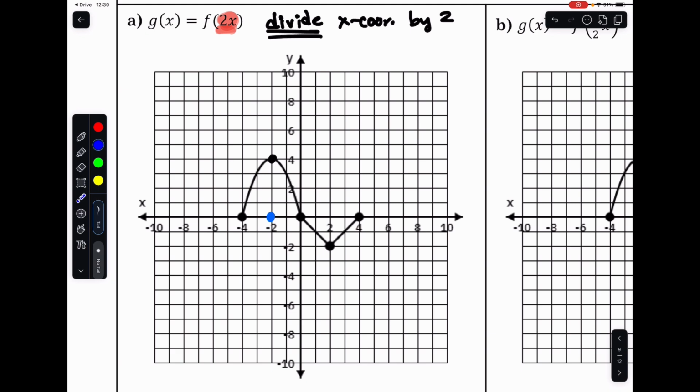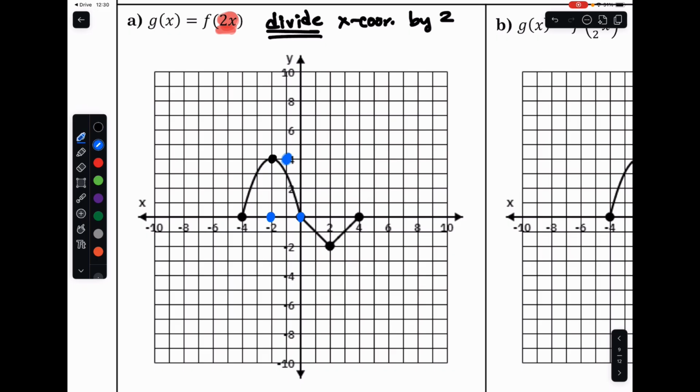This point up here has an x coordinate of -2. Again, I'm just going to slide it closer to the y-axis, so it's not going to change height. Right here, -2 divided by 2 is -1. So that's going to put that position here at -1, 4. Now this x coordinate doesn't change because it is 0. 0 divided by 2 is still 0.